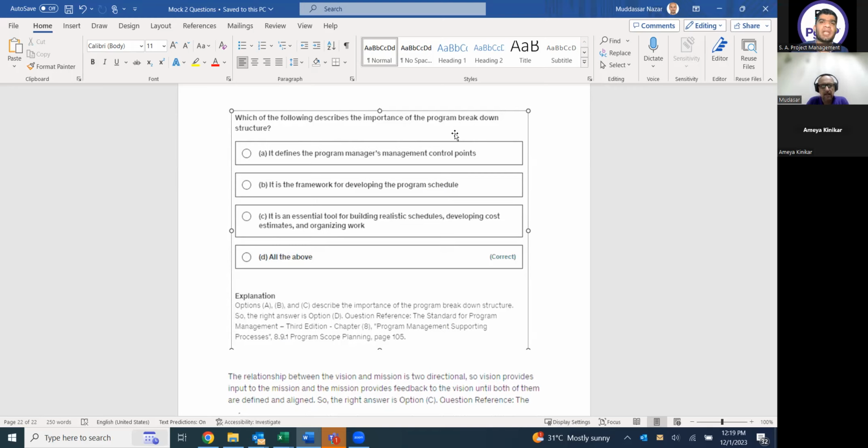Correct. This is from the PMP also. First, you need to have the scope WBS, then you can make the master schedule. It is an essential tool for building realistic schedules, developing cost estimates and organizing. Yes, because the more detailed the WBS, the better I'm making the schedule and the budget. So D is the correct answer.